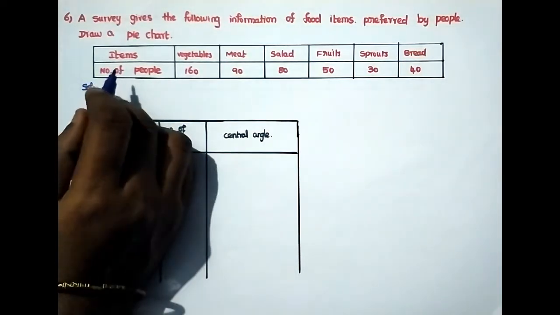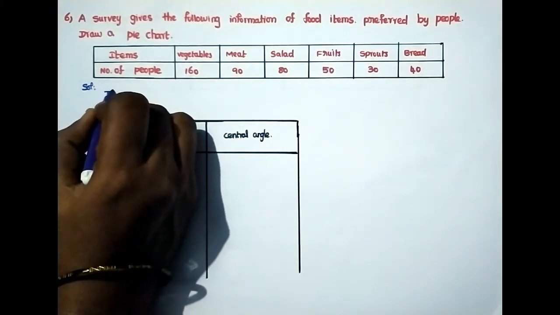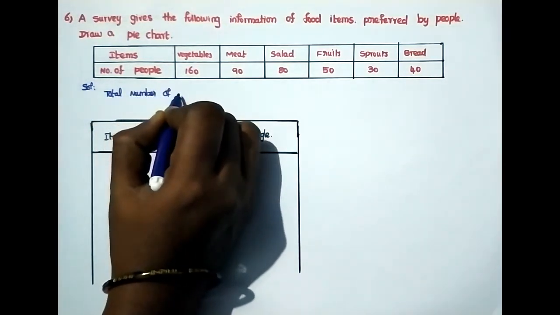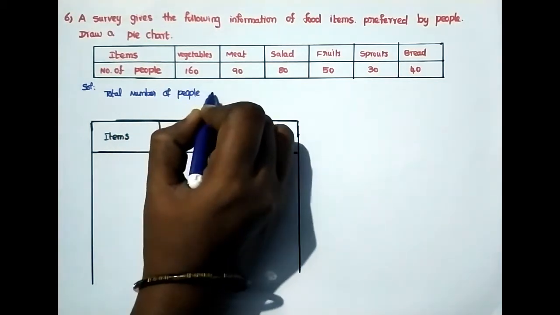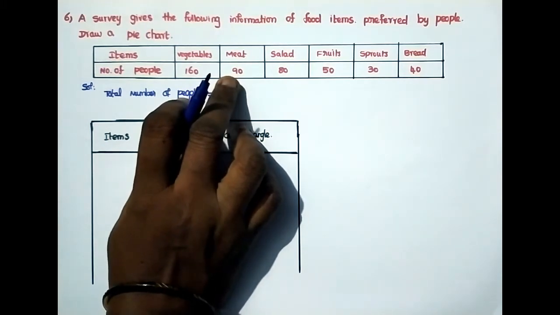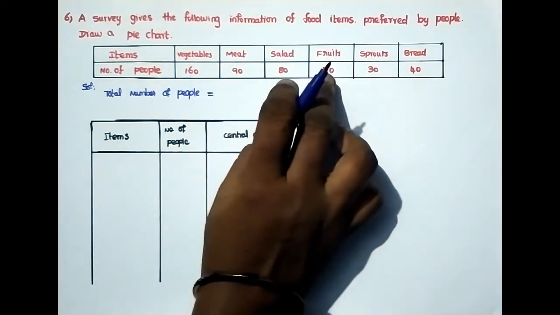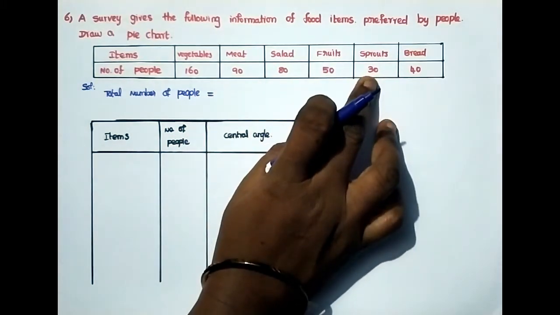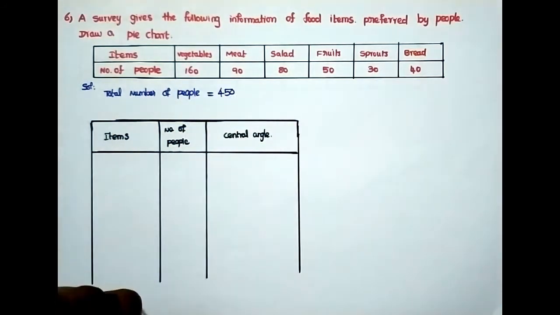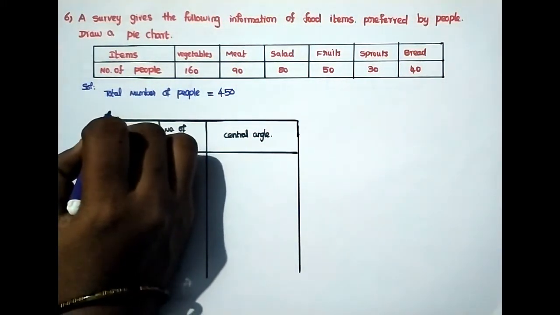Now listen, total number of people equals 160 plus 90, 250, 250 plus 80, 330, 380, 410, 450. So 450 people.